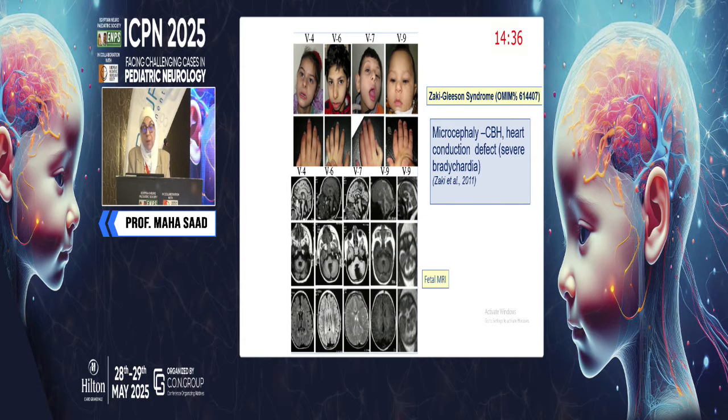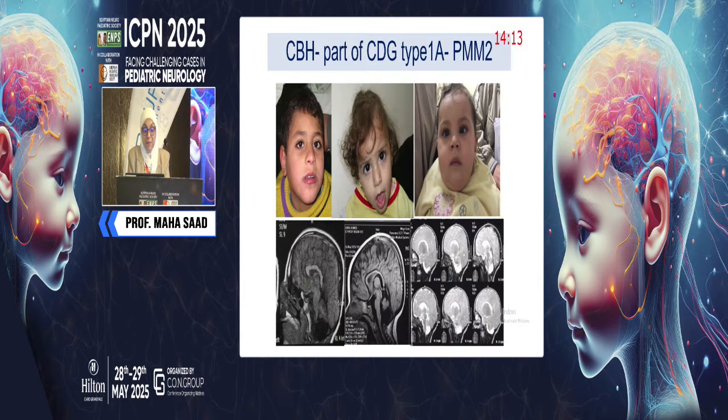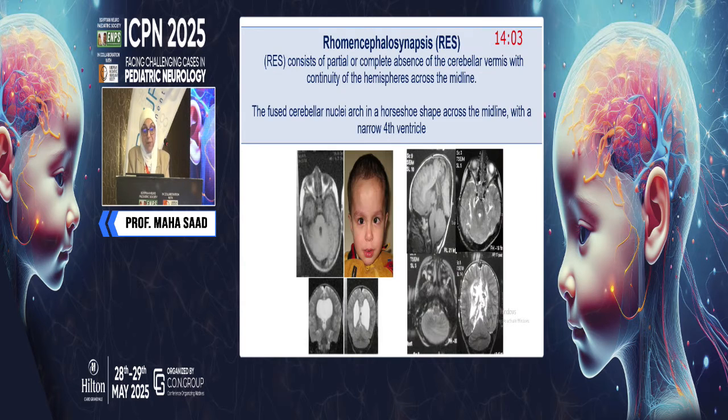Another syndrome that we published is microcephaly with cerebellar affection, as we can see here, and they have severe bradycardia. In this family, we found the gene, but up till now we have no other similar cases with severe bradycardia and conduction affection like this case. Sometimes glycosylation disorder is associated with cerebellar hypoplasia, as we see here, due to the PMM2 gene.